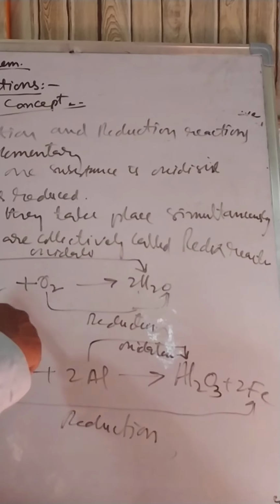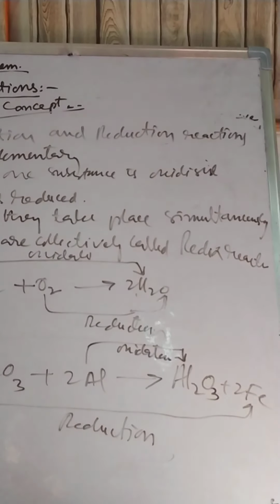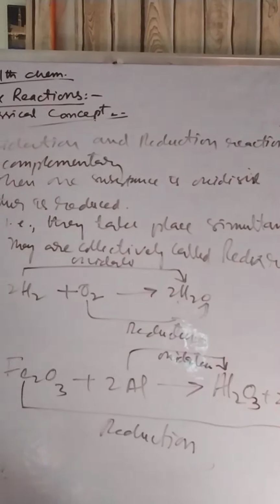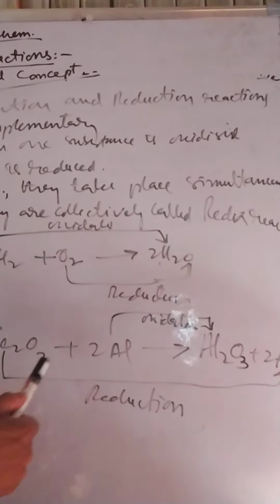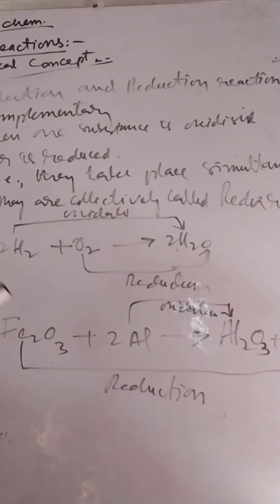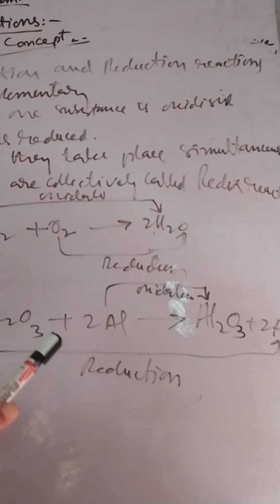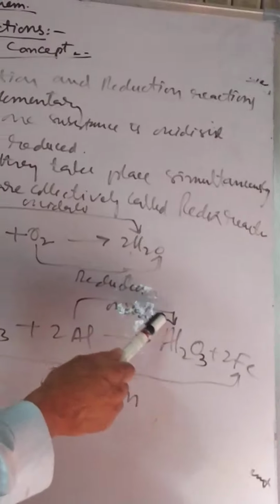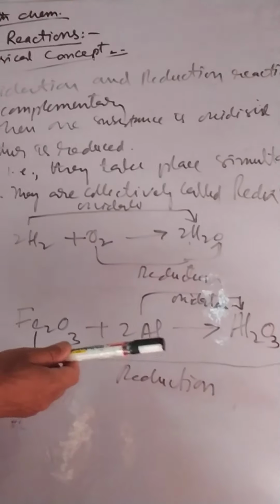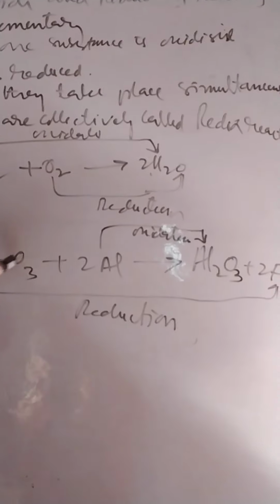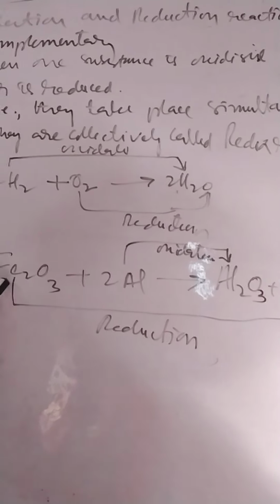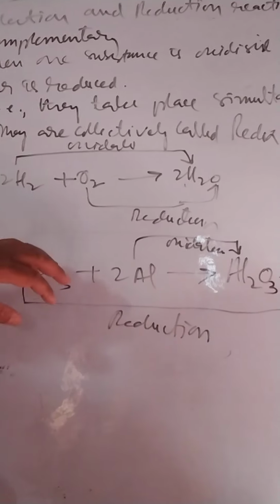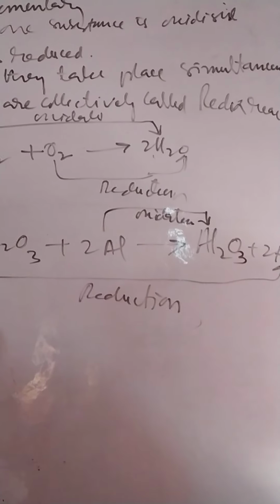Let us take another example. We have ferric oxide plus aluminum. It gives aluminum oxide and iron. In this case, aluminum is oxidized because oxygen is added to it. Similarly, ferric oxide is reduced because oxygen is removed from this. So this is reduction and this is oxidation. In this case, aluminum is oxidized, so ferric oxide is the oxidizing agent. Similarly, ferric oxide is reduced, and therefore aluminum is the reducing agent because it helps iron oxide to get reduced.